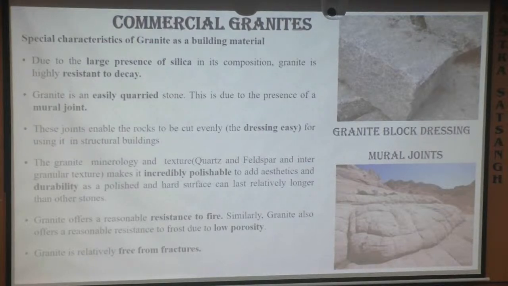Joints are nothing but a weaker plane that is developed in the rock, and it's much easier for you to remove it. And it can also be easily polished because it's harder. A hard material can be easily polished, unlike a soft material. For example, a limestone cannot be polished, whereas granite can be polished because it's hard. It takes up that polish. And it's resistant to fire and porosity, and it's normally free from fractures. So these are some of the characteristic features which help to use this material as a building material.